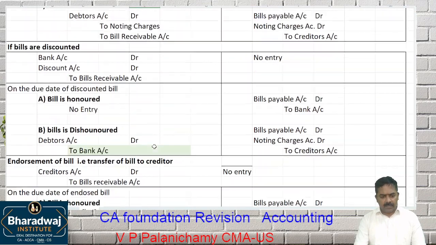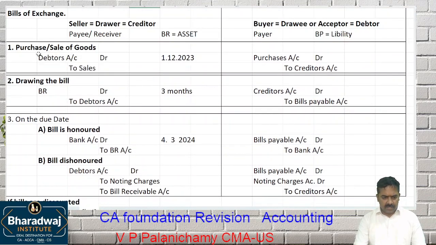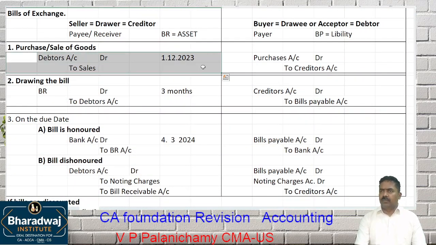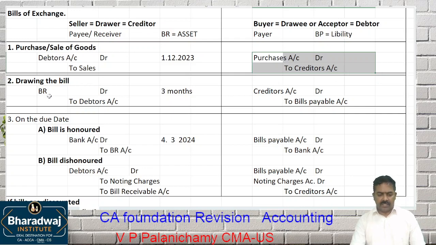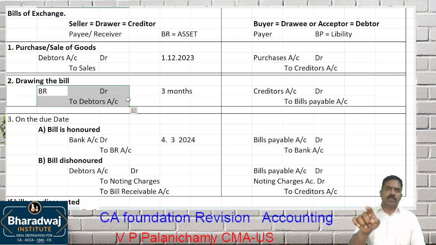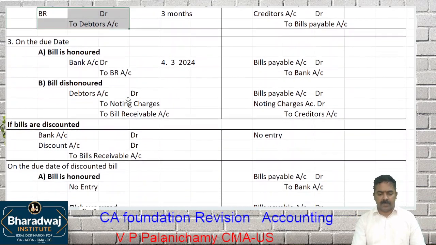Okay, I repeat from the beginning, a minute recollection. For purchase and sale of goods, let us assume I am the buyer, you are the seller. What is the entry you will pass? Debtors to sales. What is the entry I will pass? Purchase to creditors. When you draw the bill, bills receivable to debtors. For me, creditors to bills payable.